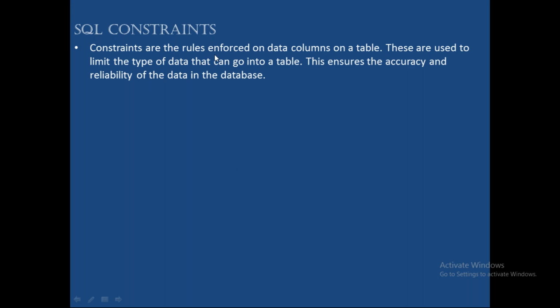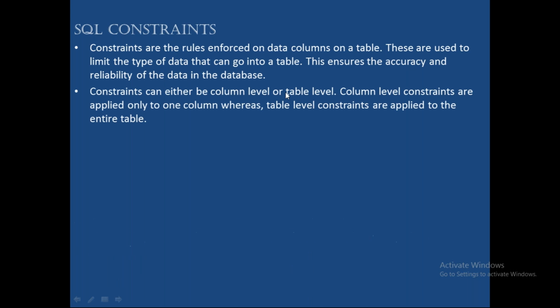Constraints are the rules enforced on data columns in a table. They are used to limit the type of data that can go into a table. So what you are doing is putting constraints which limit the type of data that you are inserting into your table. This ensures the accuracy and reliability of the data in the database. Constraints can either be column level or table level. Column level constraints are applied only to one column, whereas table level constraints are applied to the entire table, meaning all the columns in a table.